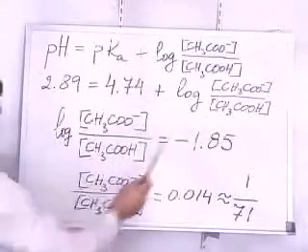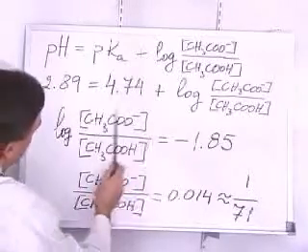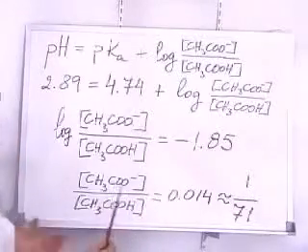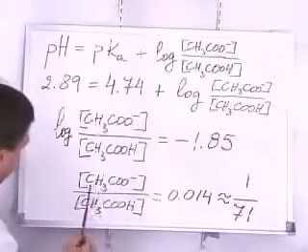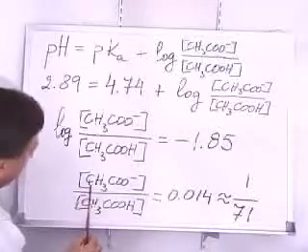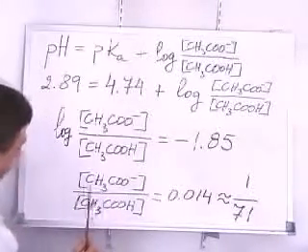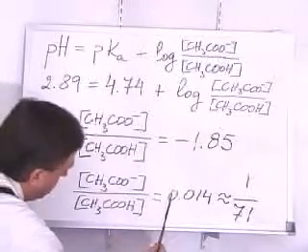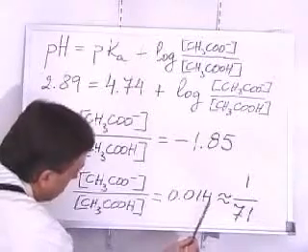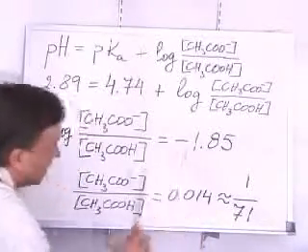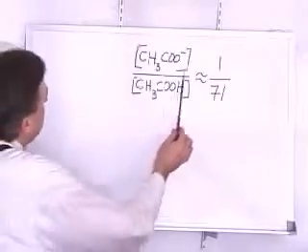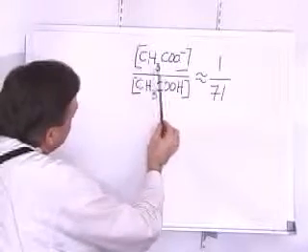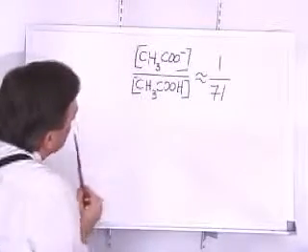we can rearrange this expression and we'll obtain the logarithm of this ratio equal to minus 1.85, and then we can take the anti-logarithm, we already know how, and we find out that the ratio between the equilibrium molarity of the acetate ion and the equilibrium molarity of the acetic acid is equal to 0.014, approximately 1/71st.